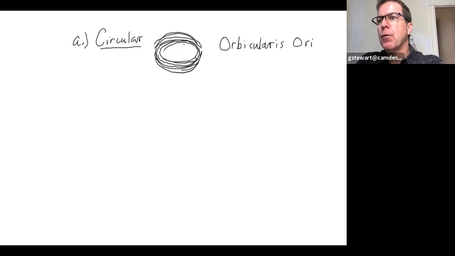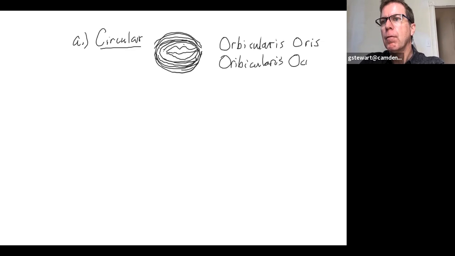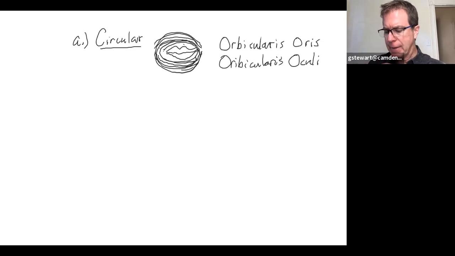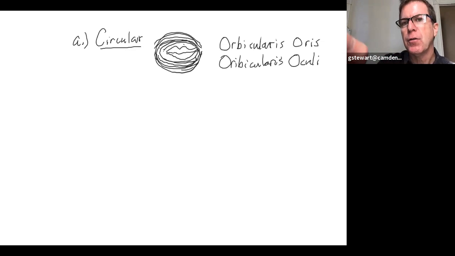The orbicularis oris is found encircling the mouth, so the lips would be right in here. And the orbicularis oculi are muscles that encircle each eye. That's a U, O-C-U-L-I. So those are classic examples of circular fascicle arrangement.